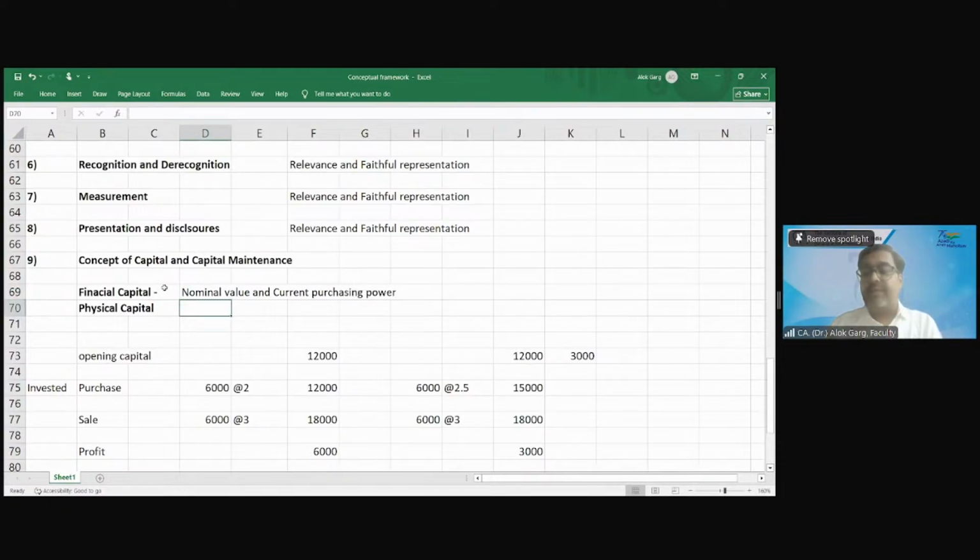What is the physical capital? Physical capital means evaluation of capital on the purchase price, right? On the purchase price. Evaluating opening capital also. Right? Okay. Is that clear? So this was the entire conceptual framework of financial reporting.